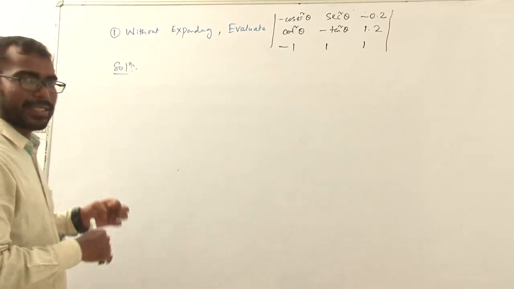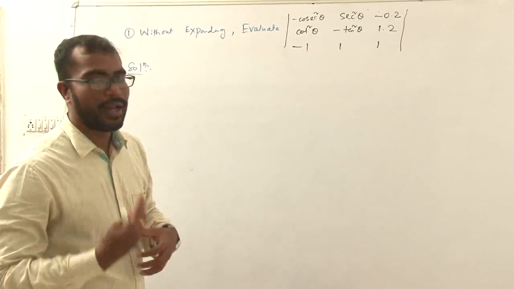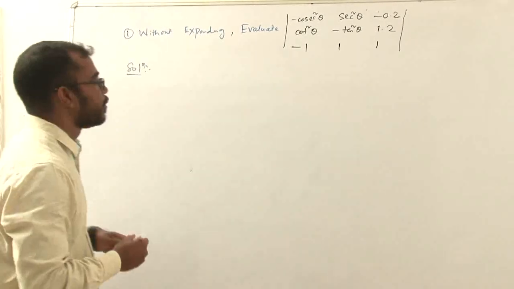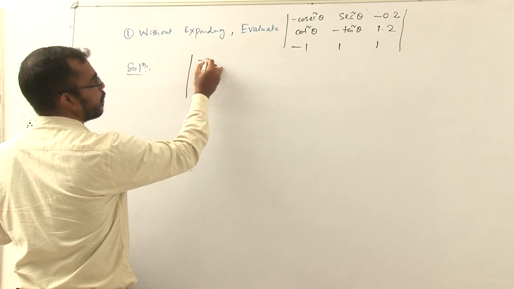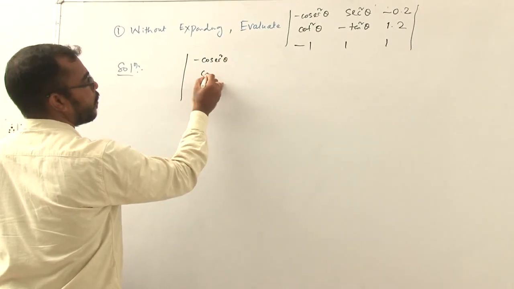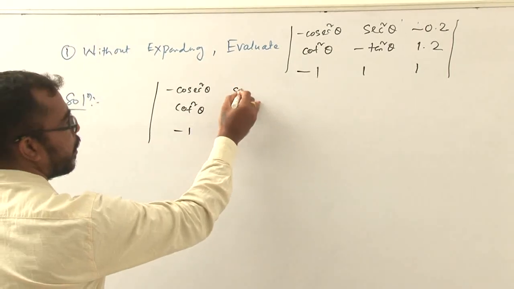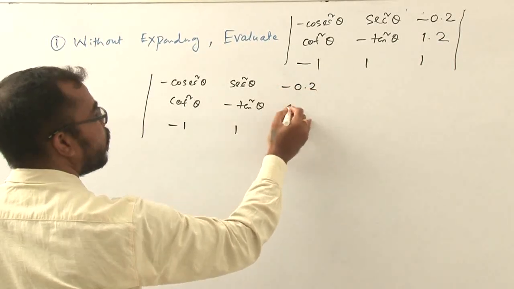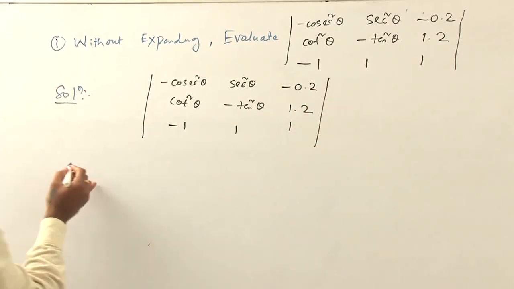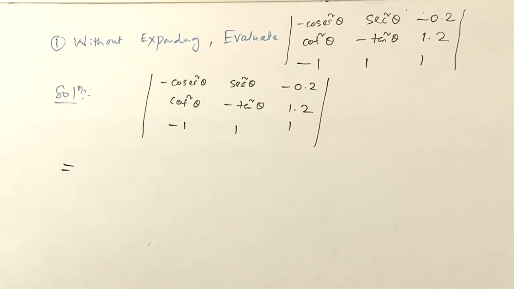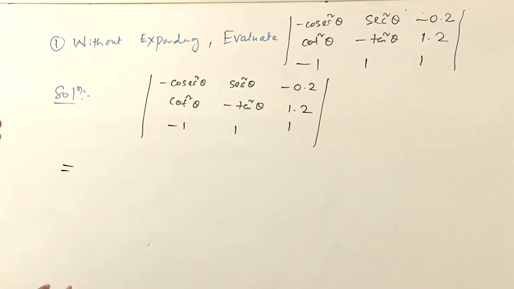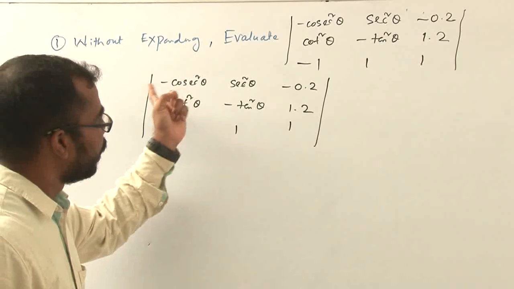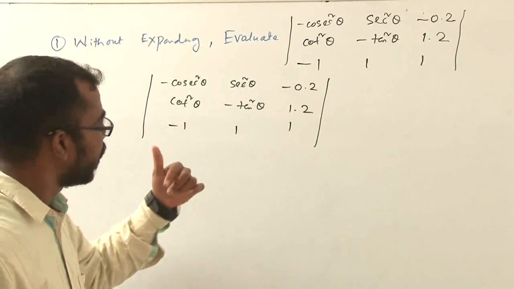Okay. So in this session we have to learn how properties are applied in questions. Here you see the question: minus cosec square theta, cot square theta, minus 1, sec square theta, minus tan square theta, 1, minus 0.2, 1.2, 1. As you see, in this question we cannot take a common factor from any row or column. In the first row there is nothing common, and in the second and third rows also.